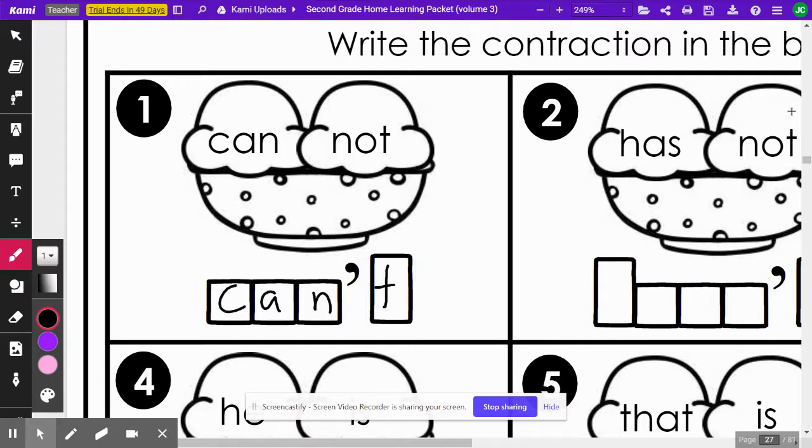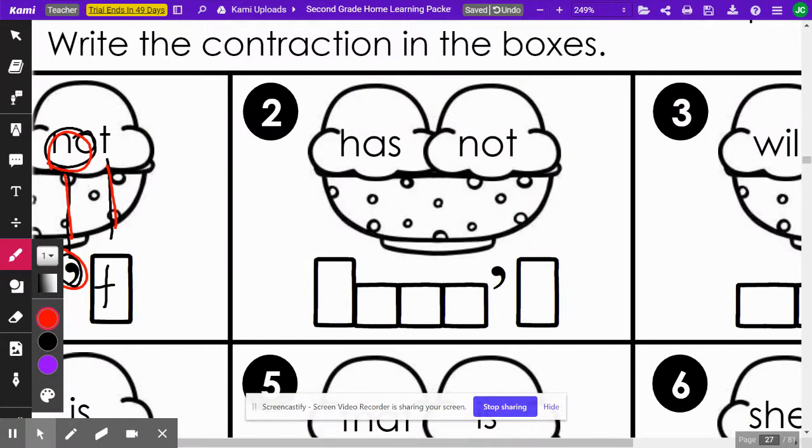Now, if you look at this, you can see from up here that the C is still here, the A is still here, the N is still here, but the N and the O have become an apostrophe. And you can see the T right there. Let's try that again in red so it's a little bit easier to see. You can see that each of these, except for the N and the O, are part of the new word. Cannot becomes can't.